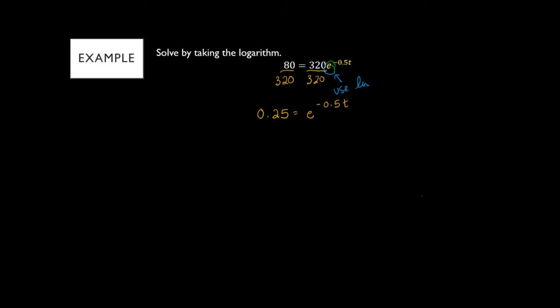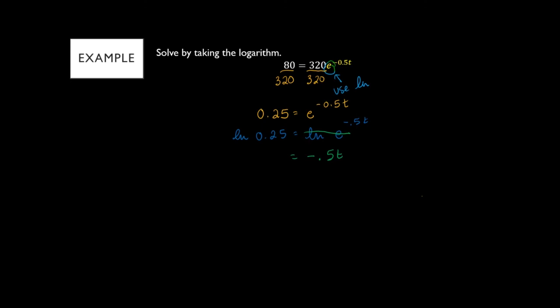This is like the one time in the class that you're allowed to use decimals versus fractions. So we've got 0.25 equals e to the negative 0.5t. And then we want to use the natural log in this case. So I'm going to take the natural log of 0.25 and then the natural log of e to the negative 0.5t. So the natural log and the e cancel, and I'm left with just negative 0.5t.